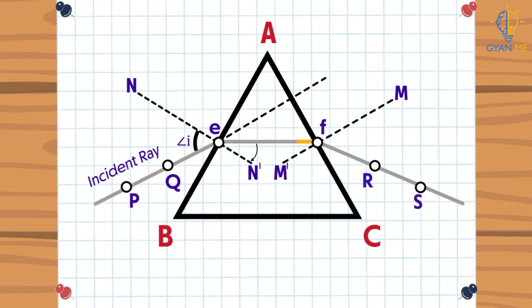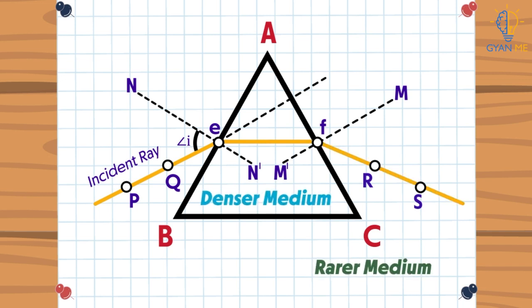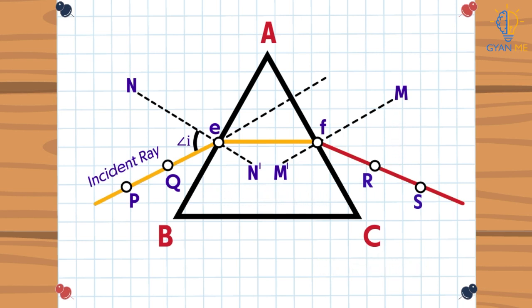Just as it reaches point F, observe that it again travels from denser medium to the rarer medium, which is the air outside. So it will bend like this again, but this time it is opposite to the previous. This time light bends away from the normal. So now RS becomes the refracted ray or an emergent ray for the surface AC.